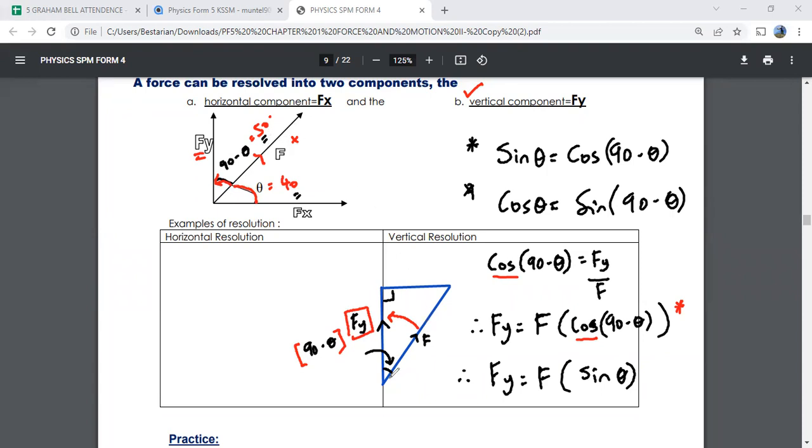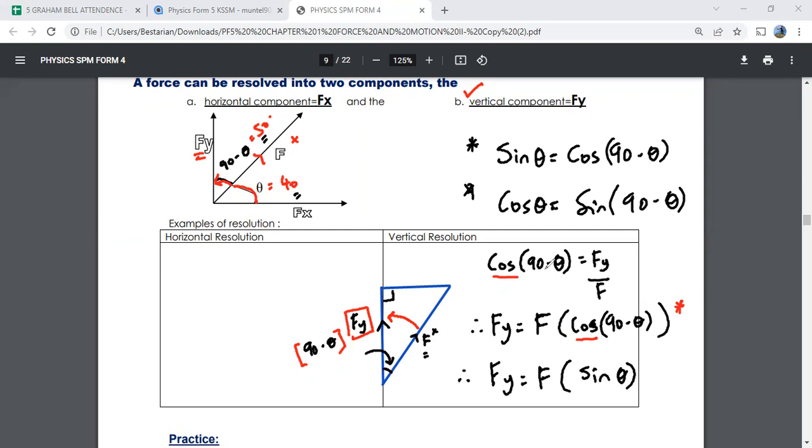Same concept. Actual force is here. Change it to this direction called Fy. Draw a right angle triangle. Actual force always must be the hypotenuse. So you get the Fy. This is the right angle triangle that you get. Use this right angle triangle to find the relationship between these two forces. Actual force changed to this direction, so the angle between them is 90 minus theta.